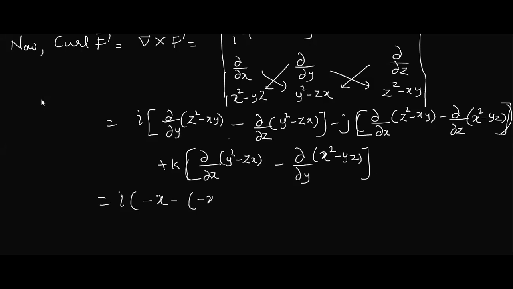Plus x. In the bracket it is minus x. Correct. No doubt, minus into minus later on is plus x. Now minus j into bracket. What is the derivative of this bracket with respect to x? There is no x in this, so it is 0. Minus y comes out as a constant. Remaining x with respect to x is 1.